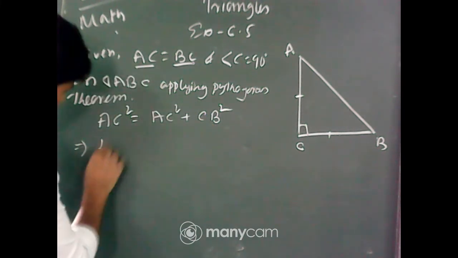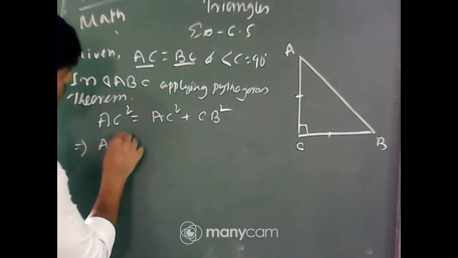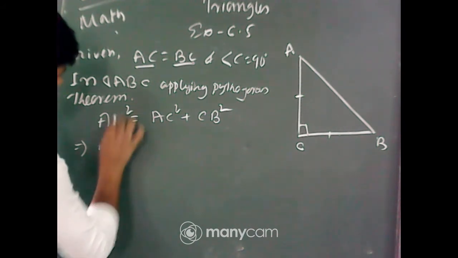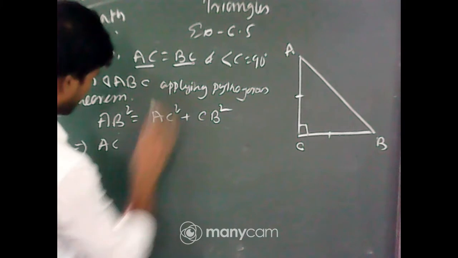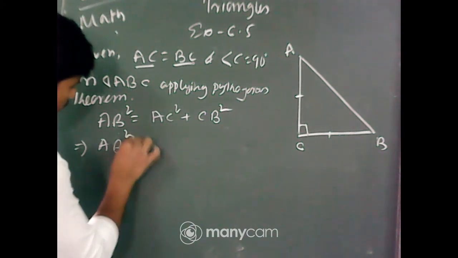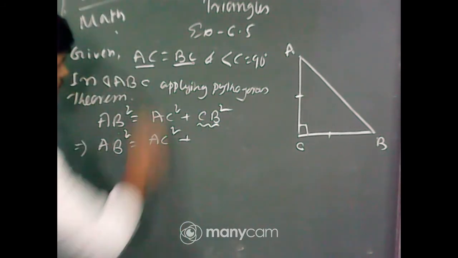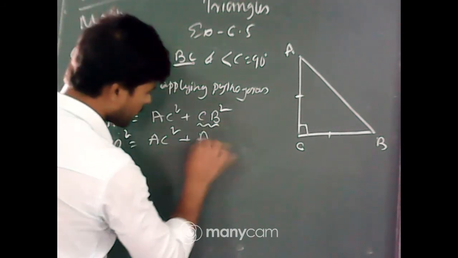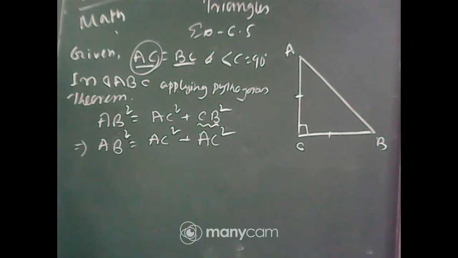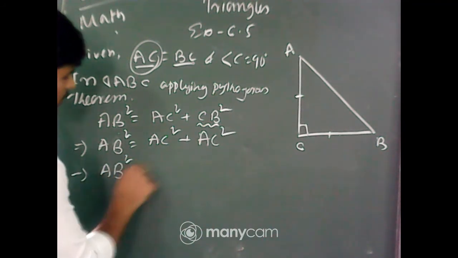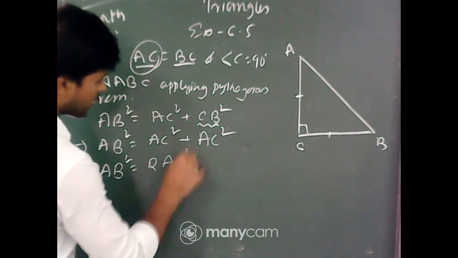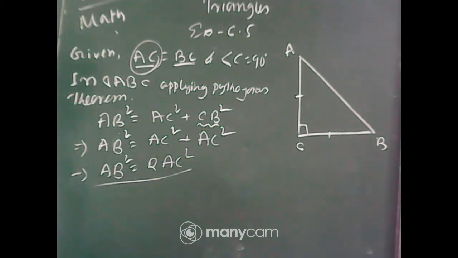So AB square is equal to AC square plus, in place of BC, we are replacing it by AC. So AC square plus AC square. That means AB square is equal to twice AC square, and hence proved. The proofs are very easy, isn't it?